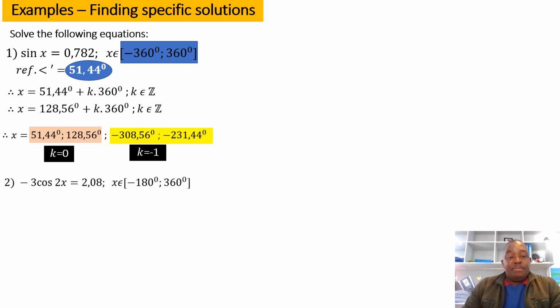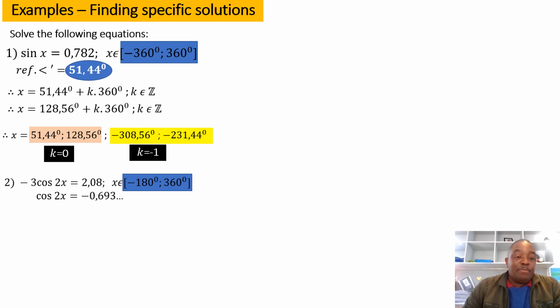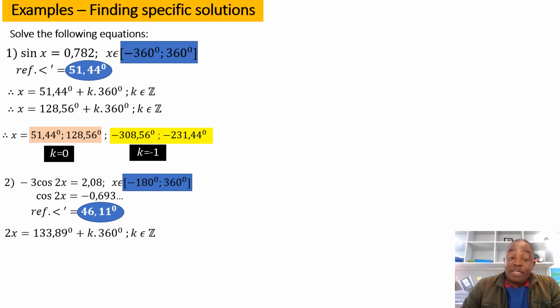Here's another example, and look at this one. We're given that we need to look for x from negative 180 up to 360. So we solve our equation as we would normally do, divide both sides by negative 3, and then get your reference angle. Now, we know that we're dealing with quadrants where cos is negative, and then we go to the 180 minus quadrant and the 180 plus quadrant, and then we find our solutions.